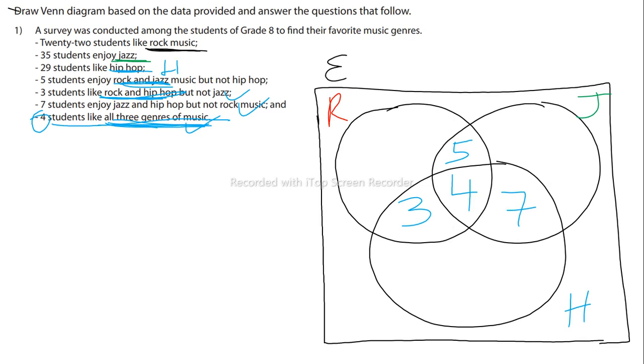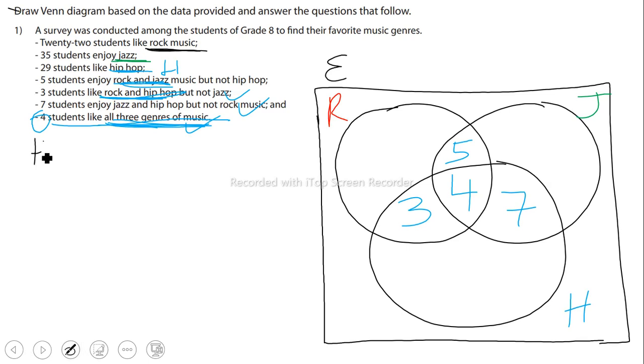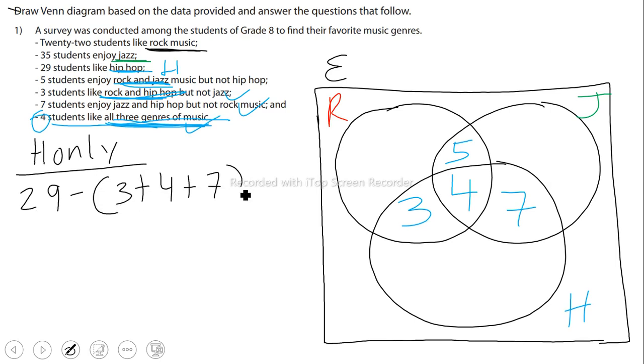You'll have to subtract 29 students. You add all of them and then subtract it from 29. Very good. So H only is going to be equal to 29 minus 3 plus 4 plus 7. So that's going to be equal to 29 minus 14, which is what? 15. 15? Oh, 1, 5.